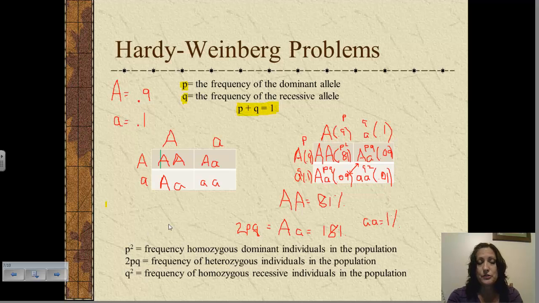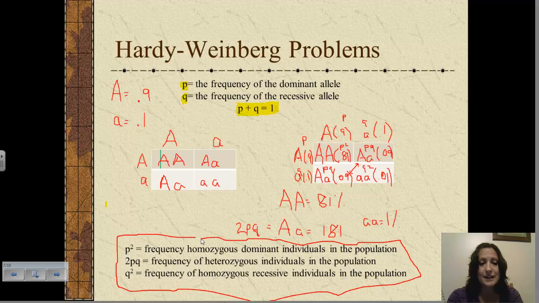Okay, so things you have to memorize with this, or unless they're, I think they're on your equation sheet, you have to understand what they mean then. We need to know that P squared is the frequency of the homozygous dominant individuals. We need to know that 2PQ is the frequency of the heterozygous individuals. Q squared is the frequency of the homozygous recessives.